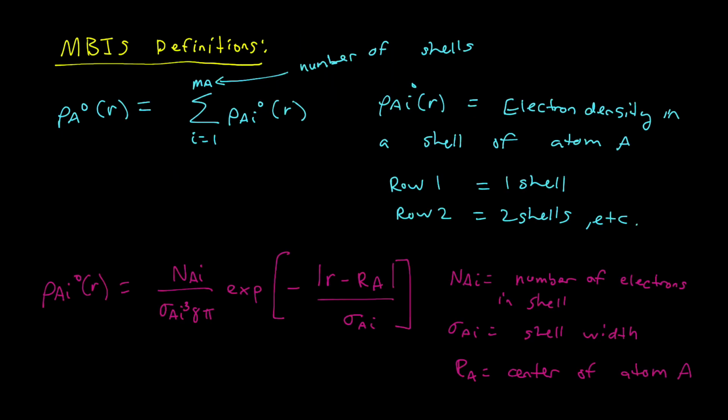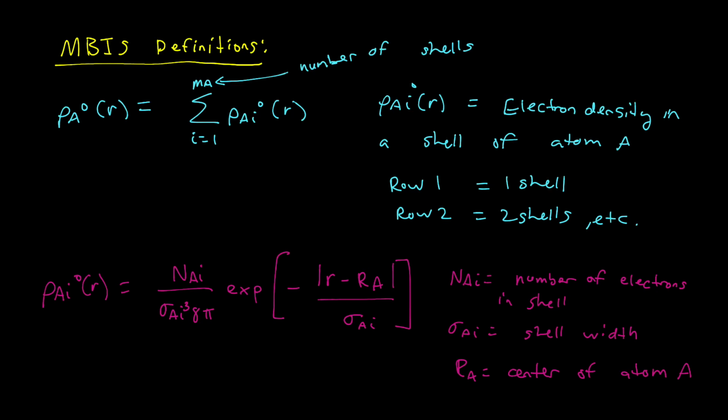In the MBIS charge partitioning scheme, the proatomic density is defined as the sum over all the shells of an atom of rho AI naught, which we can call the proatom shell density, or the electron density in a shell of atom A. Now, the number of shells an atom has is based on its row in the periodic table. So hydrogen and helium would each have one shell, lithium through neon would have 2 shells, and sodium to argon would each have 3 shells, and so on.